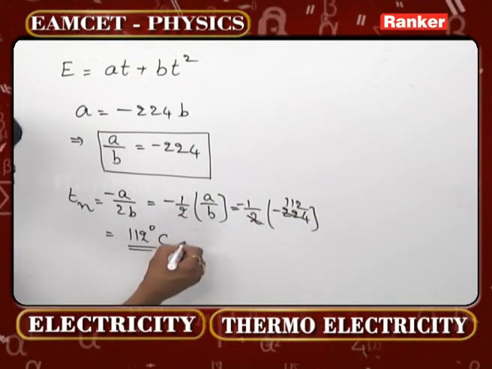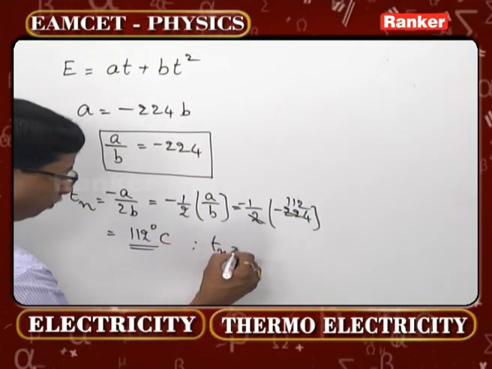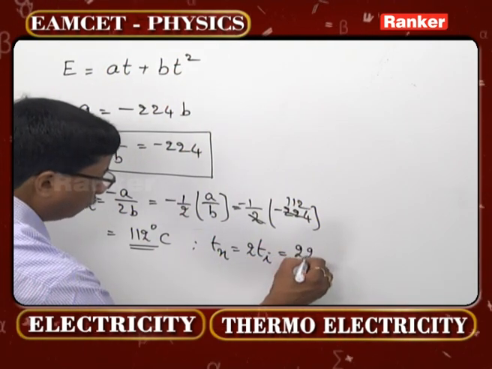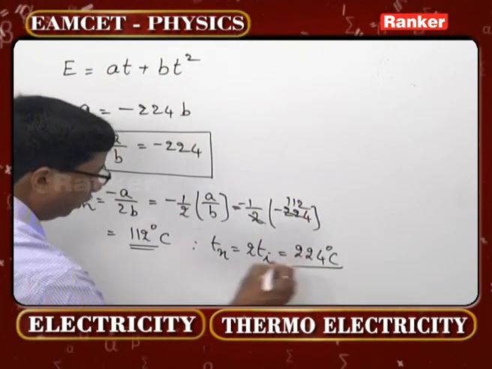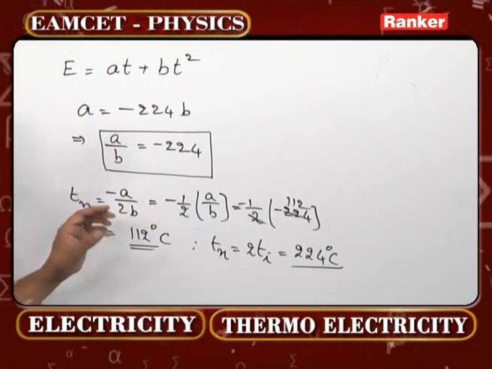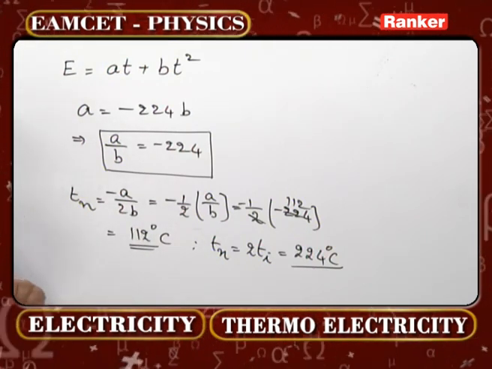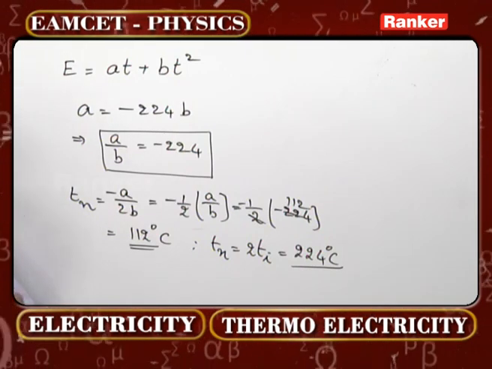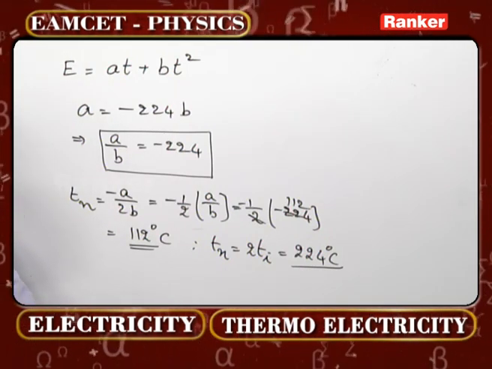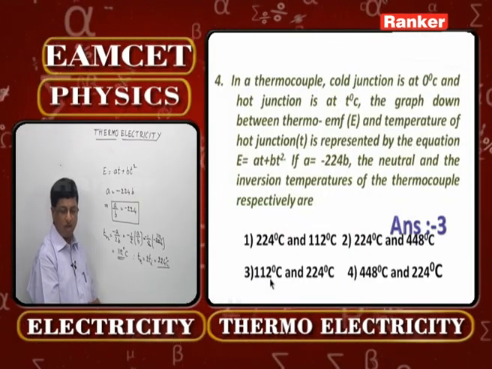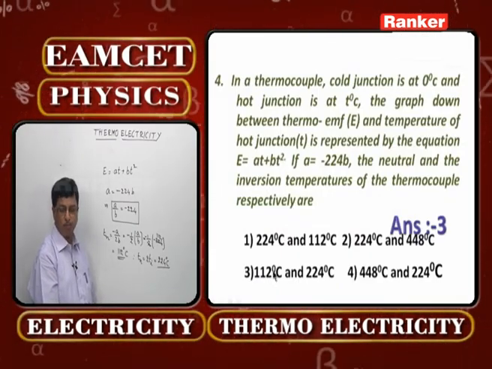But what else do we want? The inversion temperature is twice the neutral temperature, that is 224 degrees centigrade. So what should be the correct pair of options? 112 degrees centigrade for neutral temperature, 224 degrees centigrade for inversion temperature, that is correct. That means the third option is the correct option for this problem number 4.